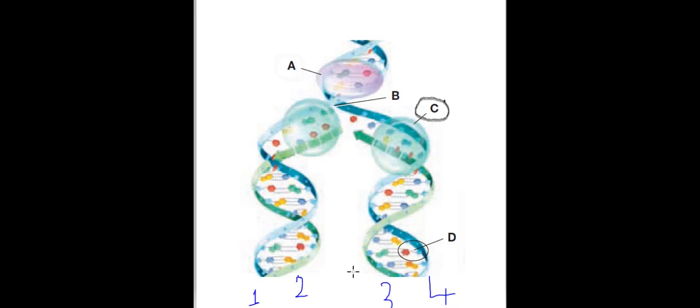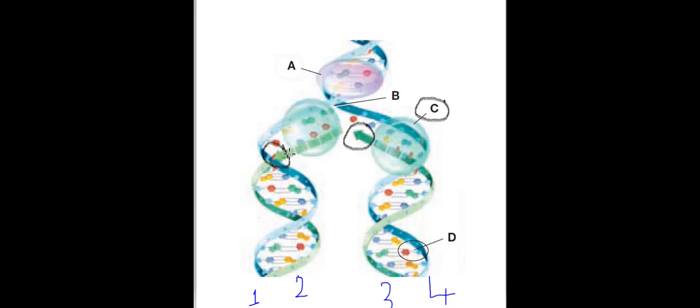Which of the following strands moves toward the replication fork? This strand. You can focus on this direction. If this direction is upward, this is called DNA polymerase adding nucleotides moving toward the replication fork. While in the opposite direction, you can say this arrow moves downward.